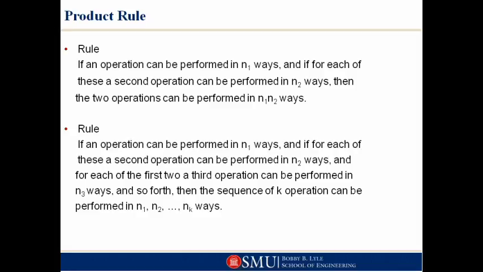If an operation can be performed in N1 ways, and if for each of these a second operation can be performed in N2 ways, and for each of those a third operation can be performed in N3 ways, and so on, so each iteration has N sub i different ways that the next operation can be performed, then the total number of ways would be the product N1 times N2 times N3 times up to Nk ways as the total number of operations. That was a tongue twister.